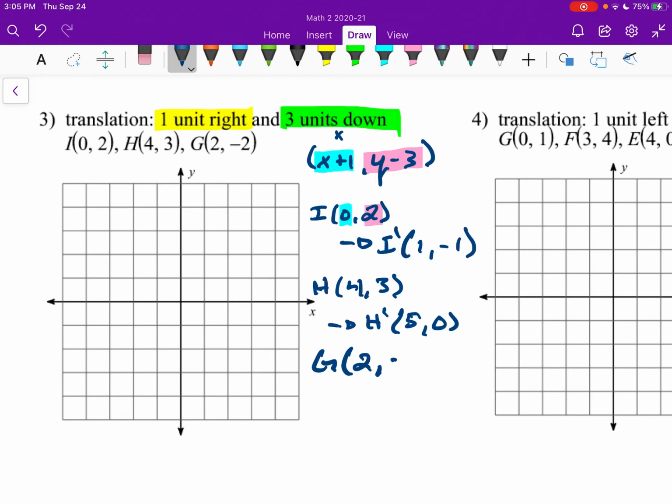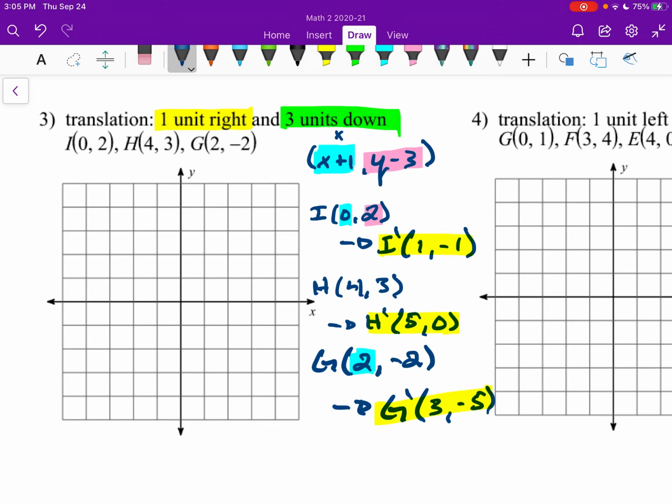G is 2, -2. G prime is going to be, well, I take this 2, and I plug it in up there. 2 plus 1 is 3. And then -2 minus 3 is -5. So I need to graph these 3 points now.